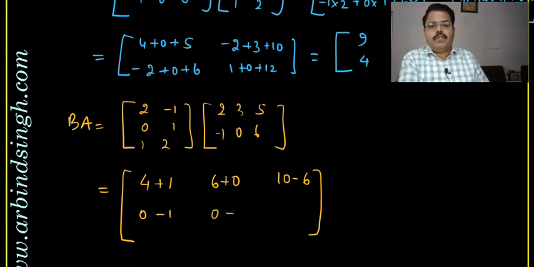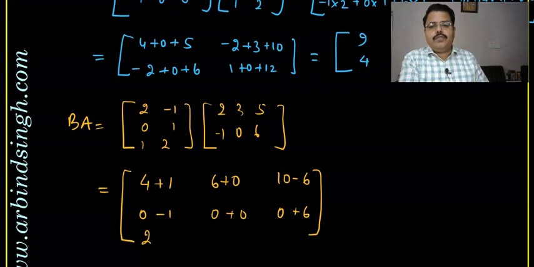1 into 0 is 0. Second row, third column, 0 into 5 is 0. 1 into 6 is 6. Third row, first column is this place, so we need to write here only.